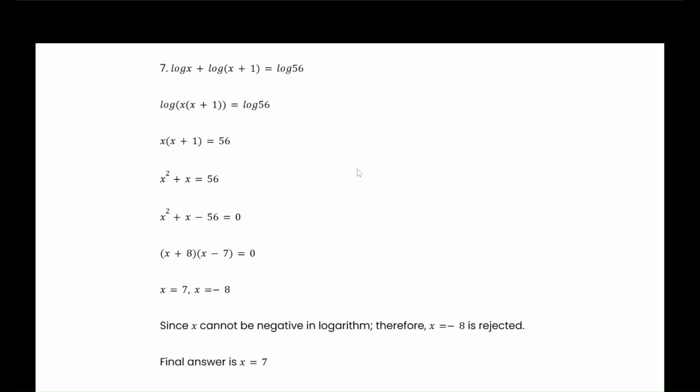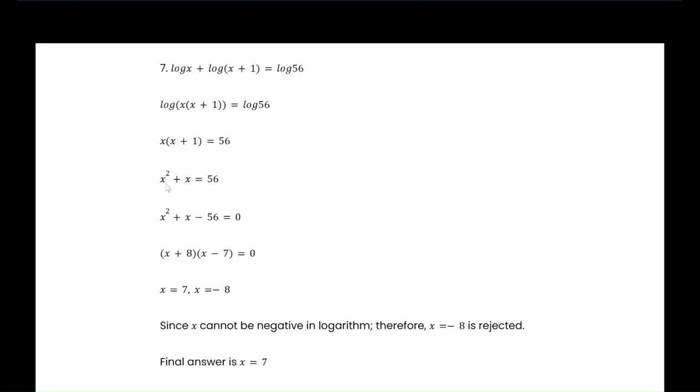For question 7, this is a tricky question because it involves some quadratic calculation. First thing I do is combine the logs on the left hand side because they are in the same base. We can combine them directly. It's a plus, so we multiply x and x plus 1 to make something like this. Now we can cancel the logs out. So we have x times x plus 1 equals 56.